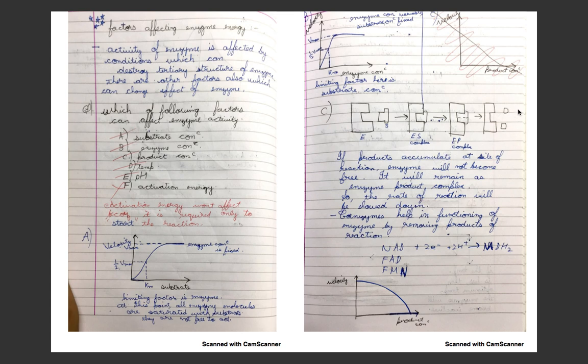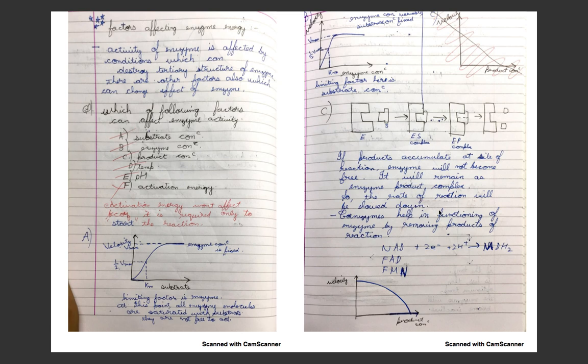Now if these products accumulate at the site of reaction, that is the active site, it will not become free. It will keep on forming a lot of products, and the enzyme won't be free for the other substrates to be acted upon by it. So it will remain an enzyme-product complex forever, till the time goes.